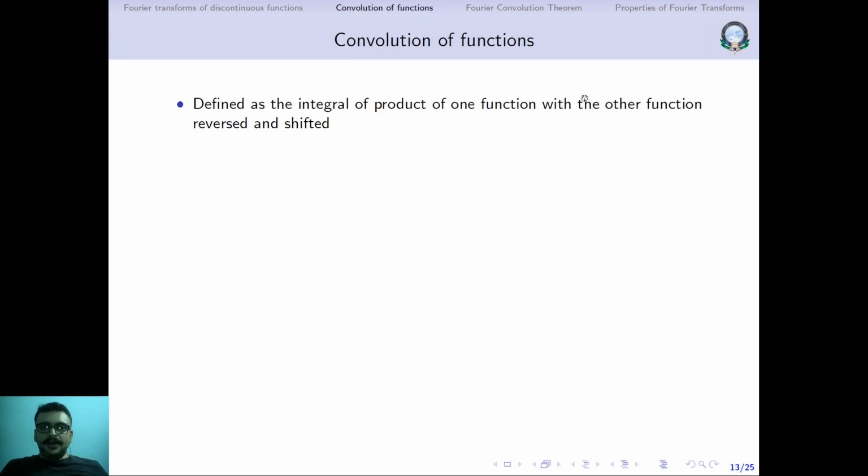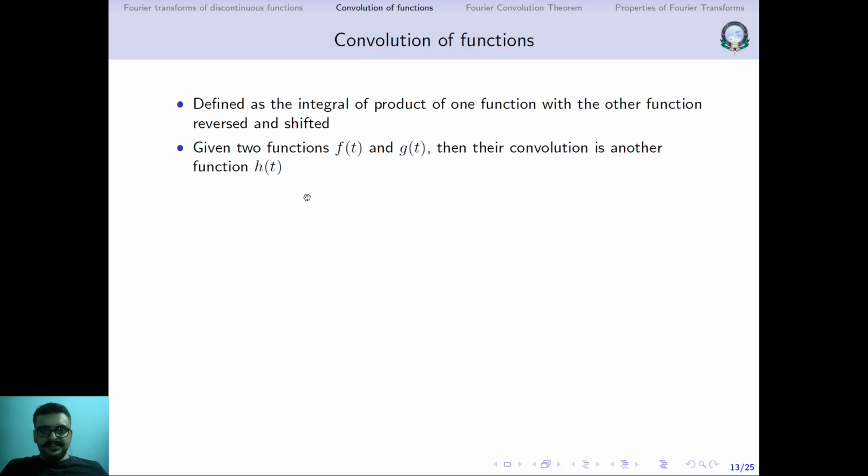So how do we define the convolution of two functions? We simply define the convolution as the integral of the product of one function with the other function reversed and shifted. Let's say I have two functions, f of t and g of t. Then the convolution gives me one more function, which we call h of t, and it is expressed as h equal to f star g. Star means convolution. So you put a star between f and g, which means I'm convolving these two functions, and the result will also be a function of the same variable t.